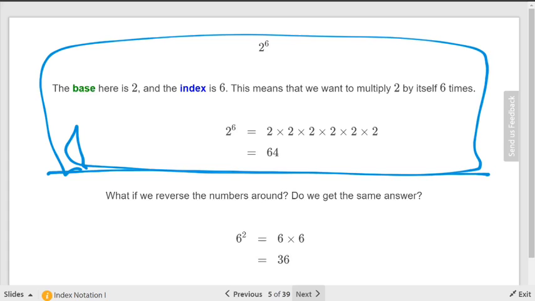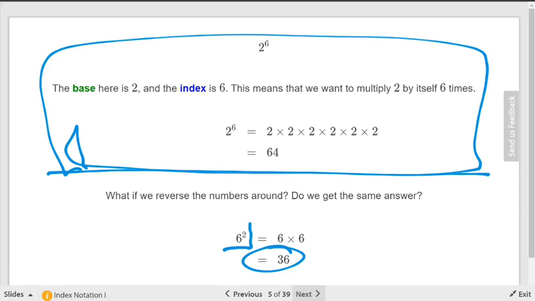Now, so what if you reverse the numbers around? Are you going to get the same answer? Yeah. So 6 to the 2nd power. What's that going to give you? 6 times 6, which is 36. 6 times 6, right? Be careful, guys. Did I tell you that exponents can trick you easily if you don't pay close attention to what you're doing, right? So be careful.